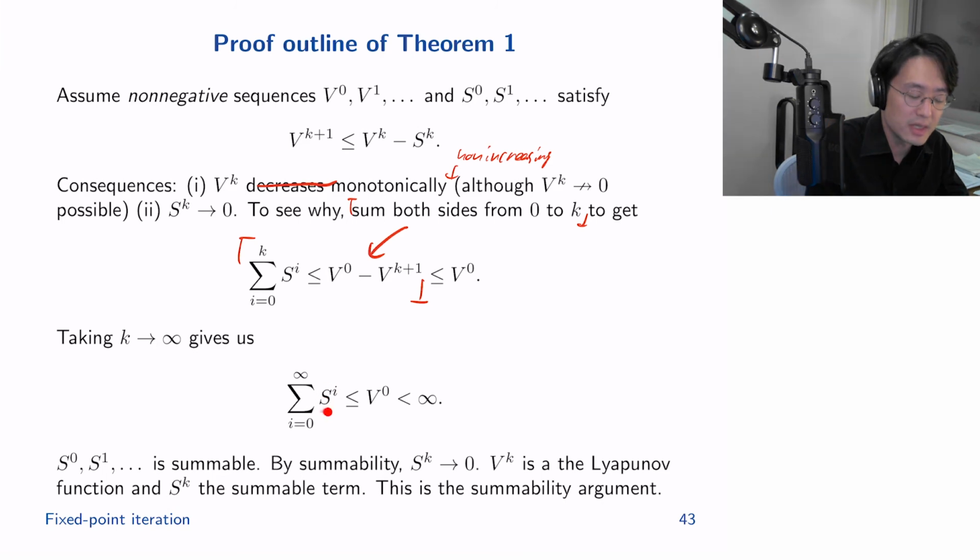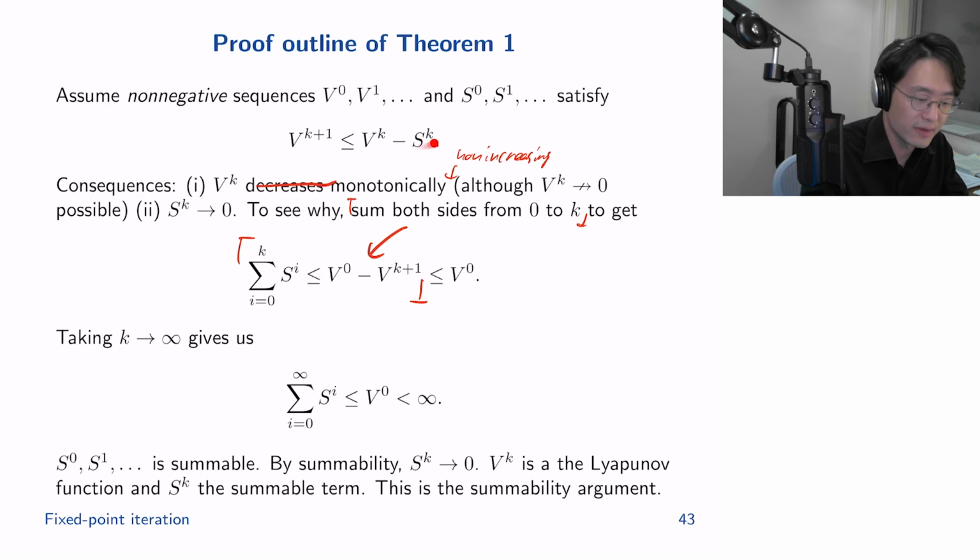So if the s's don't converge to 0, then this sum must be infinite, and that's a contradiction. In this line of argument, we say the v_k is a Lyapunov function, and we say the s_k is the summable term. This type of argument, where we establish this inequality and thereby conclude that the s's converge to 0, is referred to as the summability argument.